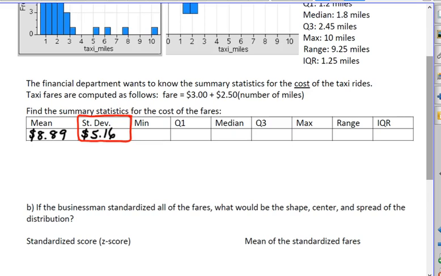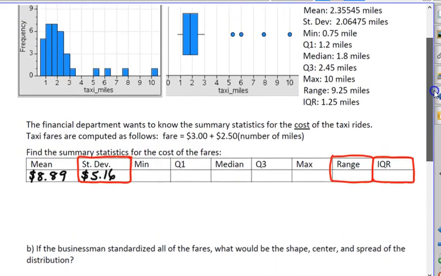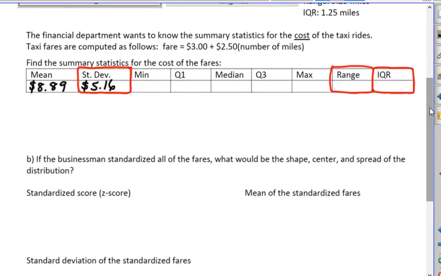So there are two other measures of spread here. Let's think about what we would do to figure these out. If I take each of these values for Q1, median, Q3, maximum, and minimum, those are all measures of position. To figure out those in fare instead of in number of miles, we're just going to take each one of those values, substitute it into the fare formula, and calculate. So for example, it would be $3 plus 2.50 times 0.75, $3 plus 2.50 times 1.2, etc. If we do that, these are the values that we get.